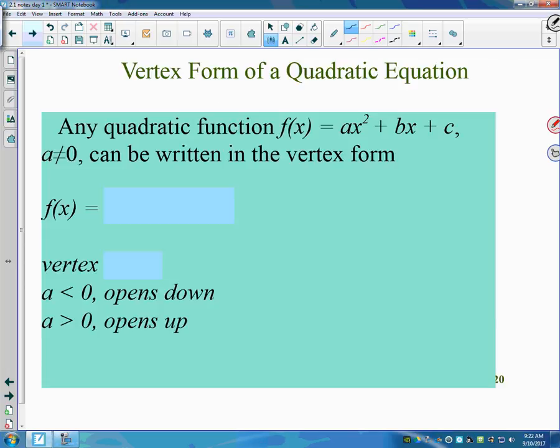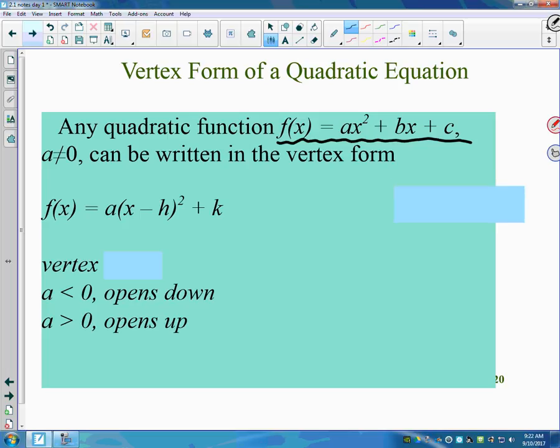Okay, what we really want to focus on for this video is talking about another way to work with quadratic equations. And so the standard form of a quadratic equation is this. F of x equals ax squared plus bx plus c. That's what we use when we do the quadratic formula, right? But it can also be written in vertex form. So this is vertex form.